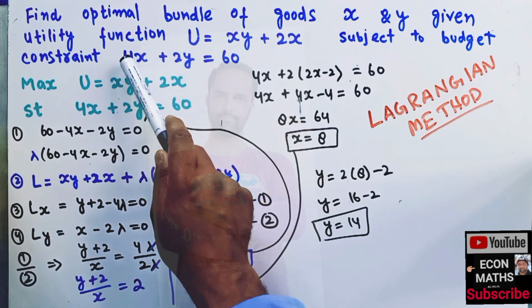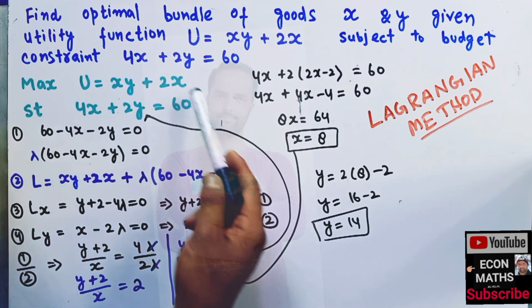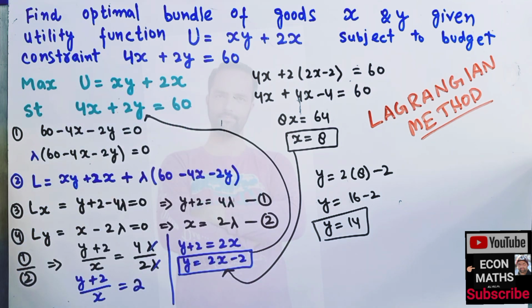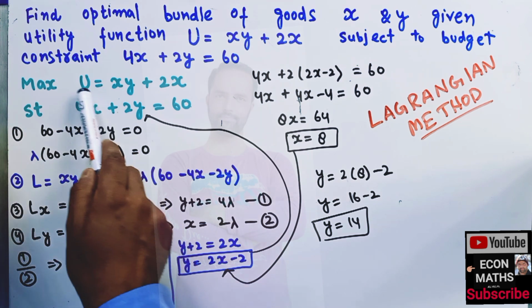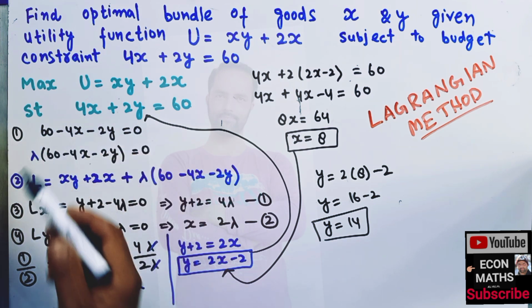4 denotes the price of good x, 2 denotes the price of good y, and the total income of the consumer is 60. So we want to maximize the utility function of the consumer subject to his budget constraint. The first step in solving using Lagrange's method is what will we do? We set this budget constraint equal to 0, and here I have done it simply.